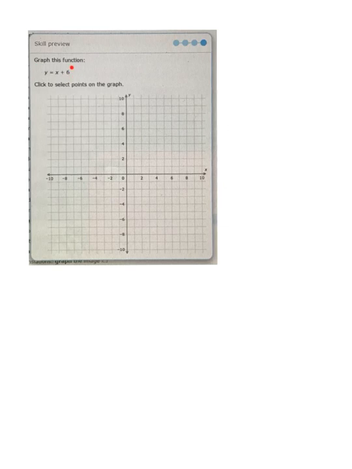So we have our relationship or our equation here. So we're going to create a table of values like we had in the other examples.